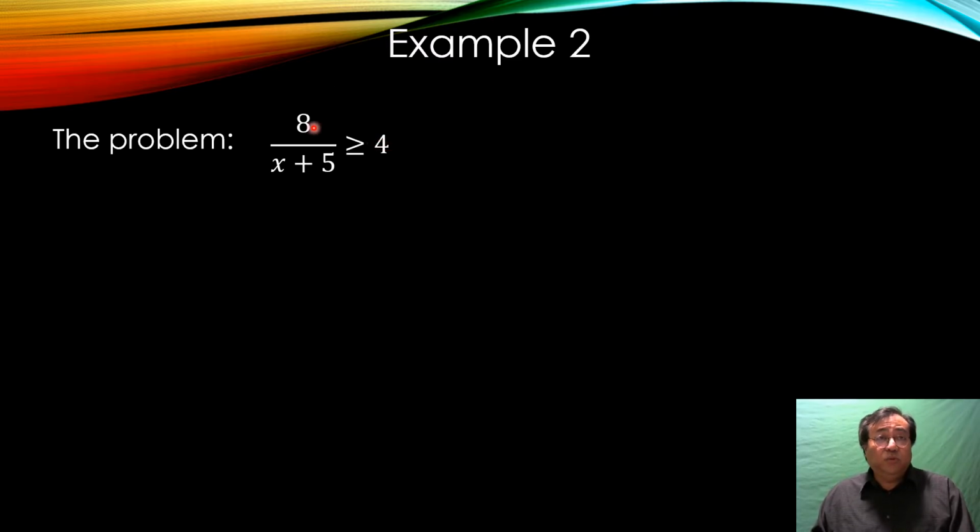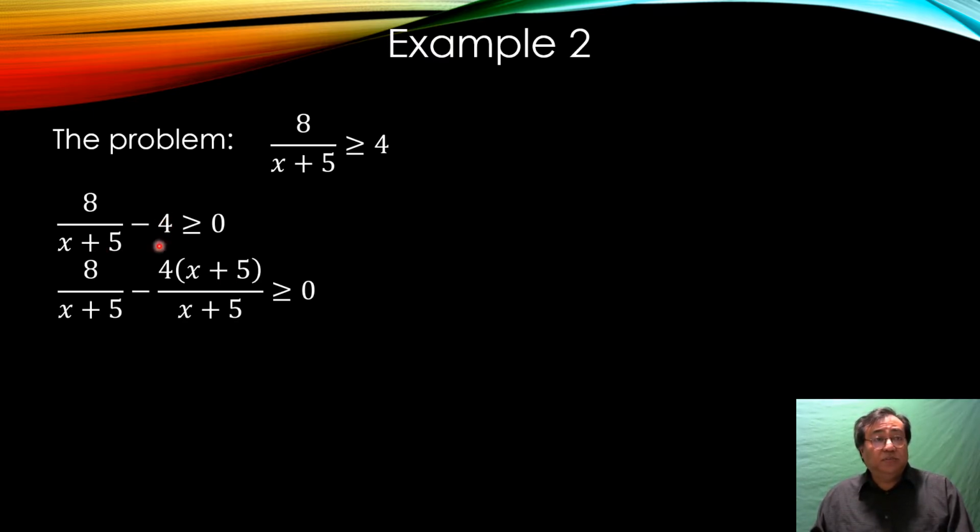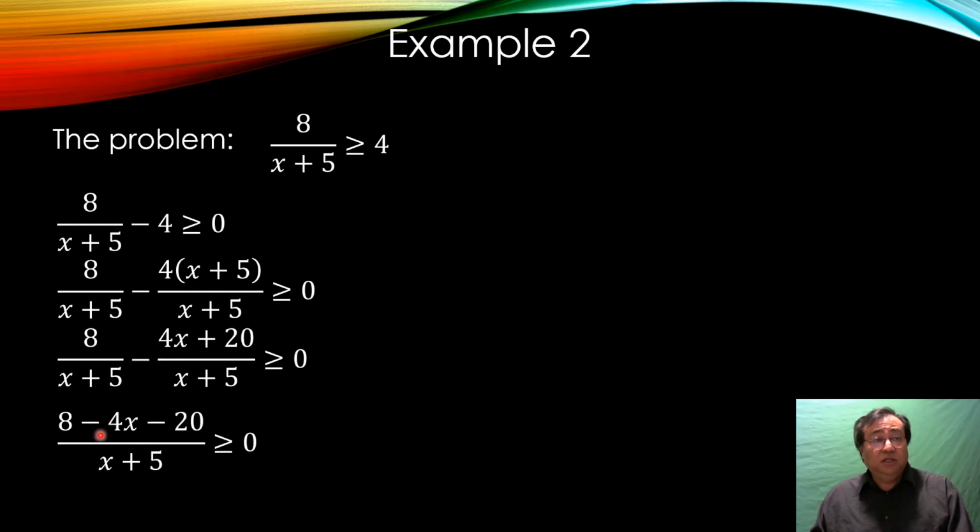Same thing here. We're going to move the 4 to the left and then find a common denominator, which is x plus 5. And rewrite 4 with the denominator of x plus 5. So that means we got to multiply the numerator by x plus 5. Go ahead and distribute that 4. I haven't distributed this minus yet, but I'm going to do that now. So that becomes minus 4x minus 20. Combine like terms, 8 minus 20 is negative 12. And that minus sign on 4x becomes a negative 4x.